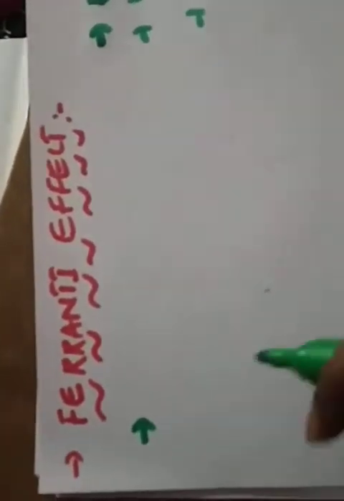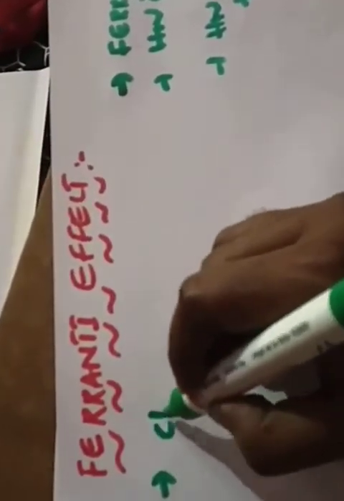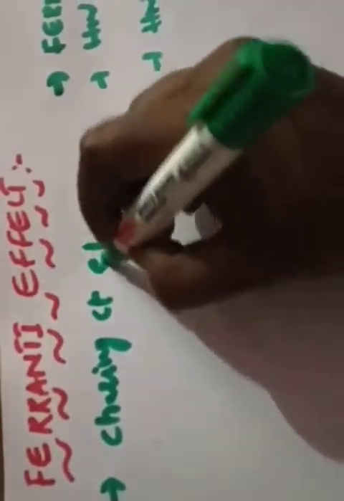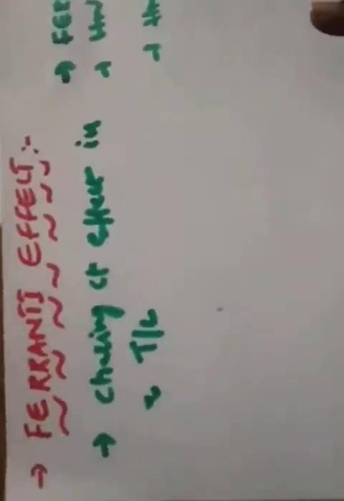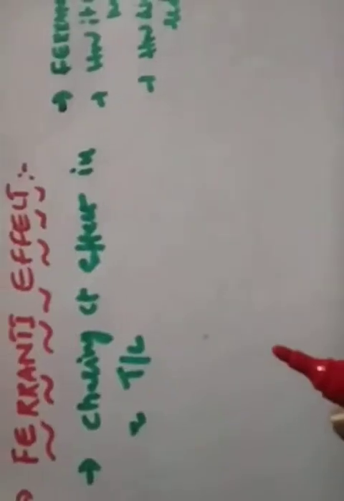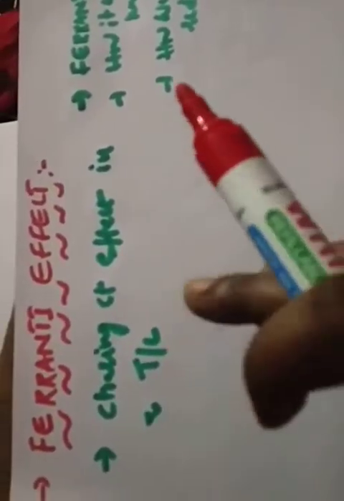So this we can also call a charging effect, a charging current effect. Why can we call it a charging current effect? We discussed this in transmission lines. Ferranti effect we can also call a charging current effect. Now, before going to the phenomenon, we first discuss how it happens. Then you will develop your phenomenon statement.